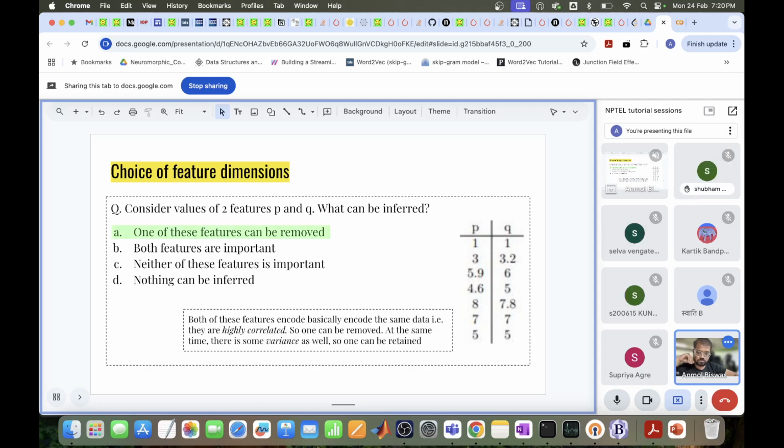So yeah, one of these features can be removed because they are highly correlated. If you have a question, why don't you type it out in the chat? Then we will address it.